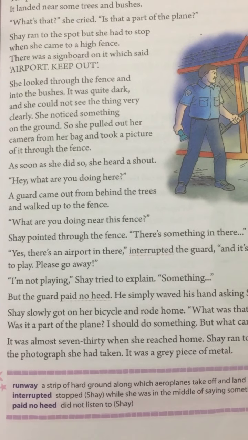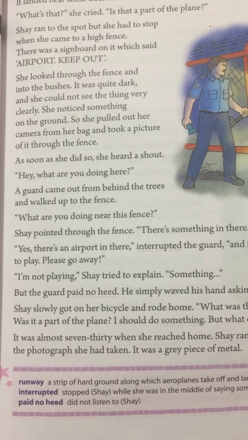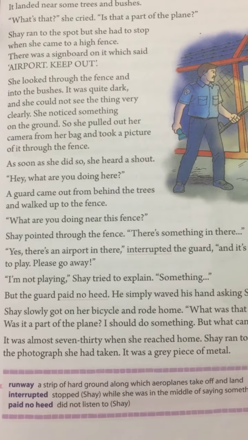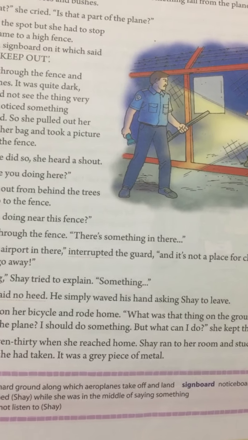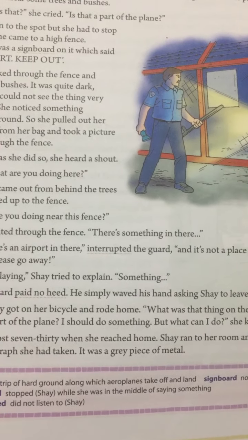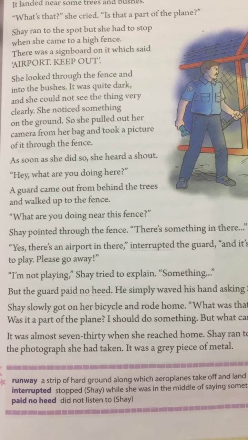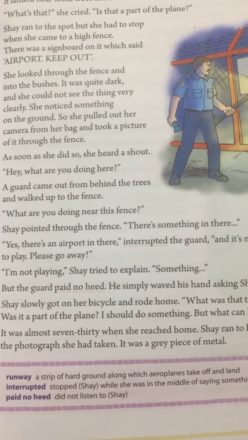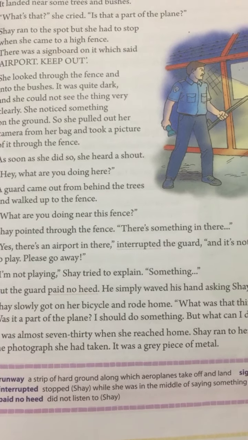Shai ran to her home and studied the photograph she had taken. It was a grey piece of metal. At what time did she reach home? It was 7:30. And what did she do then? She ran to her home and took out the photograph she had taken. And what did she see in the photo? It was a grey piece of metal.